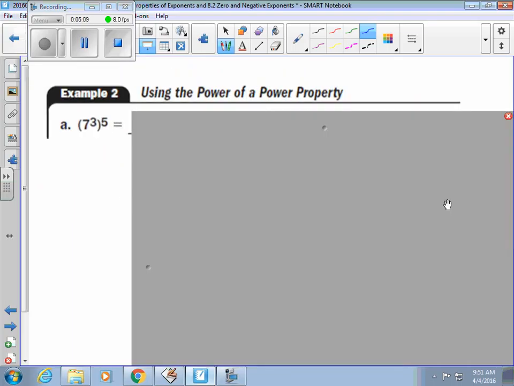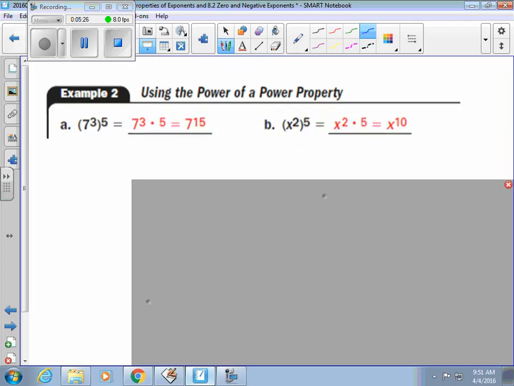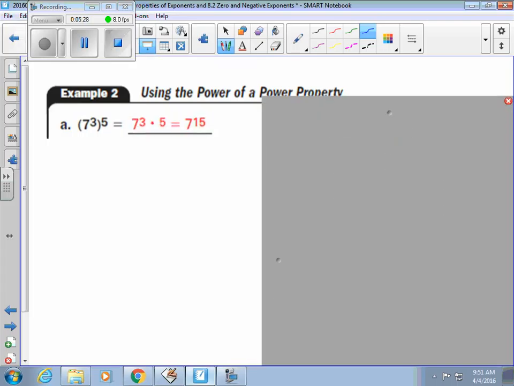Example number 2 is using the power of a power property. The easy way to think of this is raising a power to a power. Now we're not multiplying the same base of 7 here. We're raising a power to a power. So it's not 3 plus 5, it's 3 times 5, or 7 to the 15th.